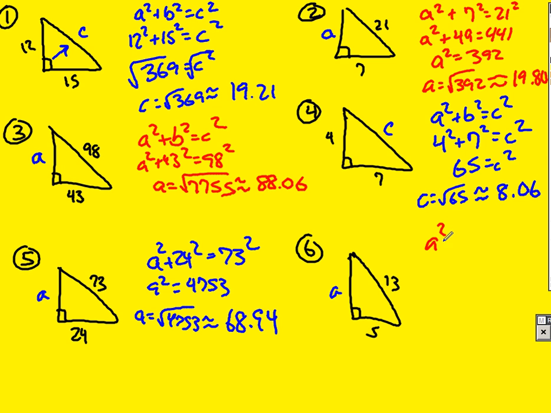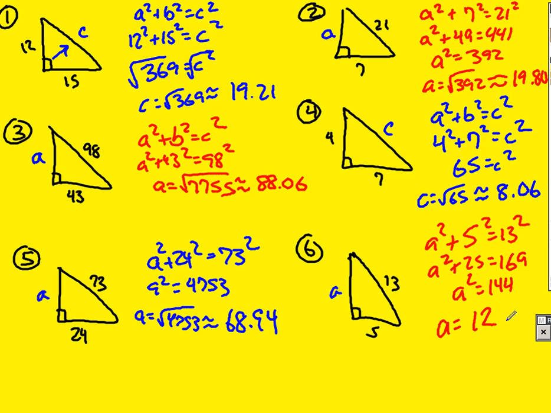And the last one over here, I need to find A again. So A squared plus the other leg 5 squared equals 13 squared. I am getting A squared plus 25 equals 169. A squared equals 144. So A equals the square root of that, which comes out evenly to be 12. So if it comes out evenly like this one does, you better not try to leave it as the square root of 144 because that can be simplified.